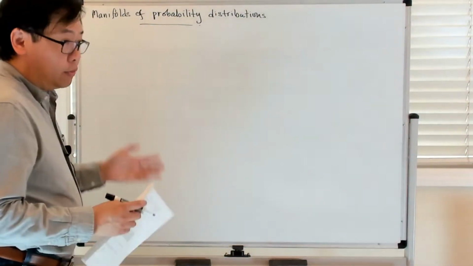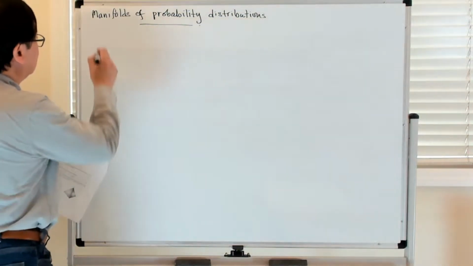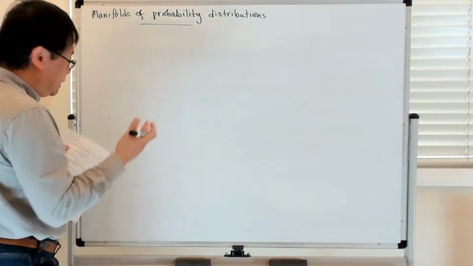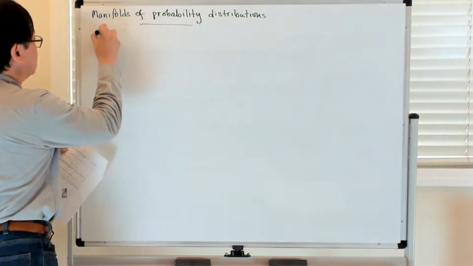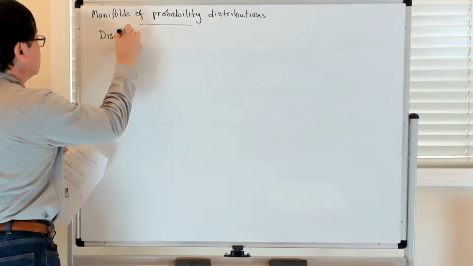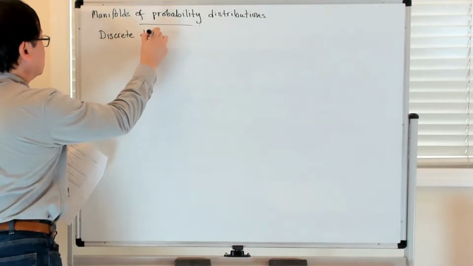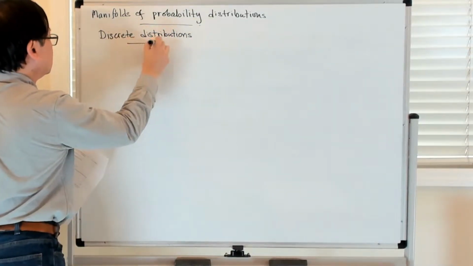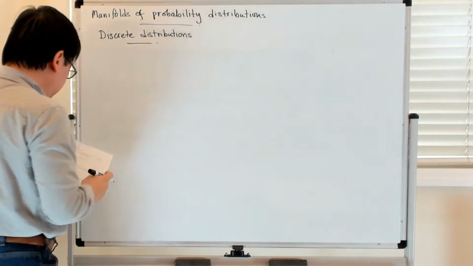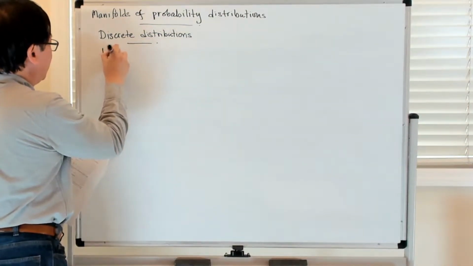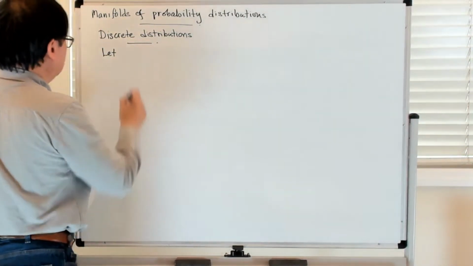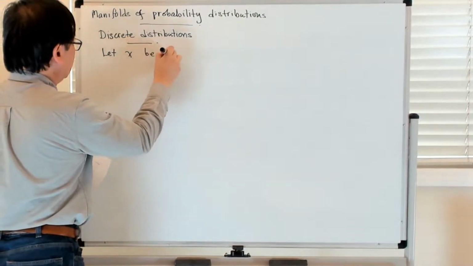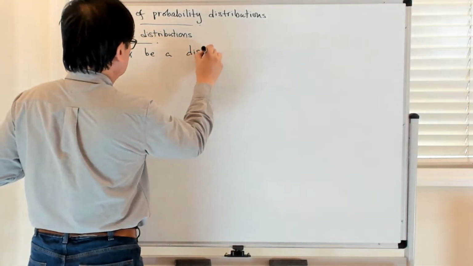All right, so now we're going to look at another example of a manifold of probability distributions, and in particular, let's look at the space of discrete distributions. Okay, so let's say that you have some discrete random variable. So let X be a discrete random variable.